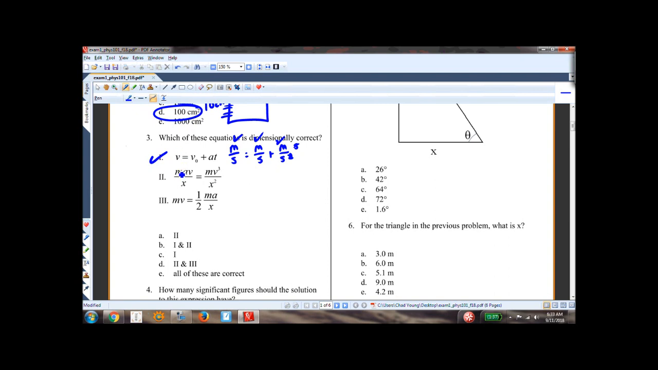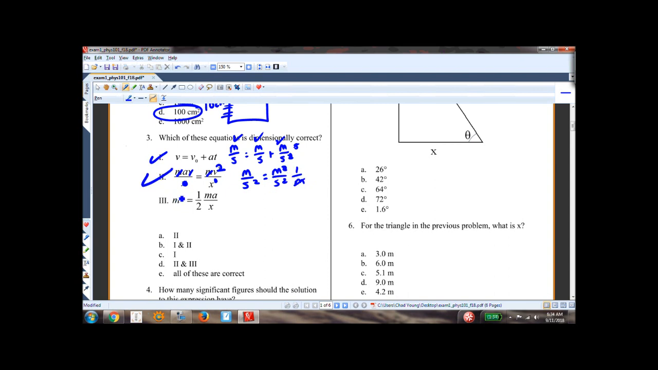This one looks a little more complicated. The masses, which are in kilograms, cancel out. One of these velocities cancels out, and that becomes v squared. And then one of these x's cancels out, and that just becomes x. So I'm left with a equals v squared over x. So that's meters per second squared equals meters squared per second squared, and 1 over meters. And then my meters cancels out. So that one looks okay.